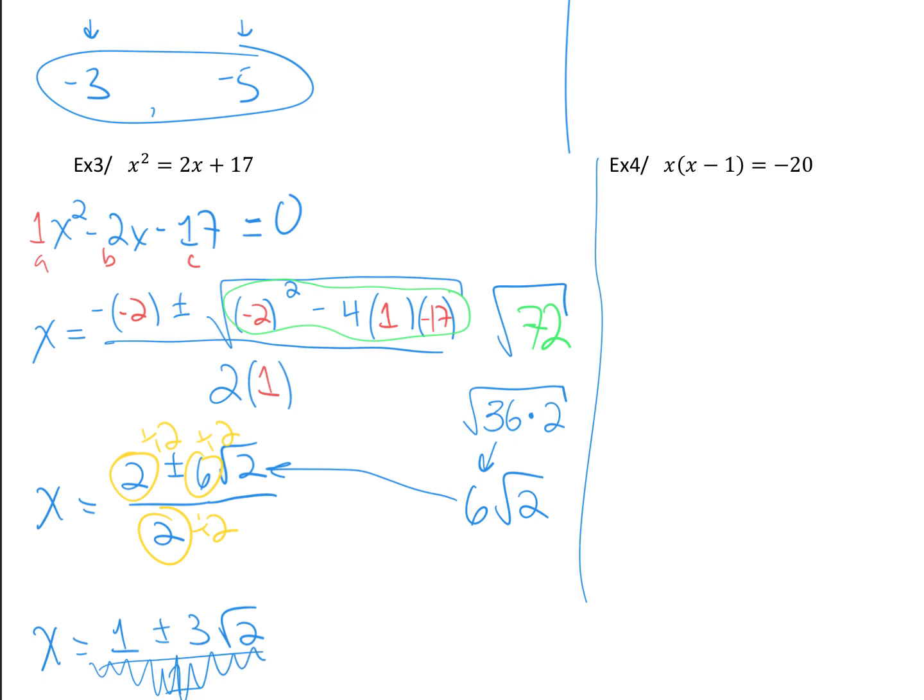Perhaps a different way to see that you should divide all of the outside numbers by 2 would be if I just brought it over here and said 2 plus or minus 6 root 2 over 2 is the same thing as separating and simplifying. You can see the 2's will cancel here and the 6 will reduce with the 2 here, giving you the exact same answer we had over here of 1 plus or minus 3 root 2.